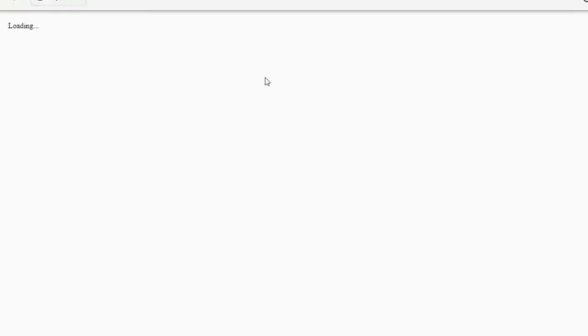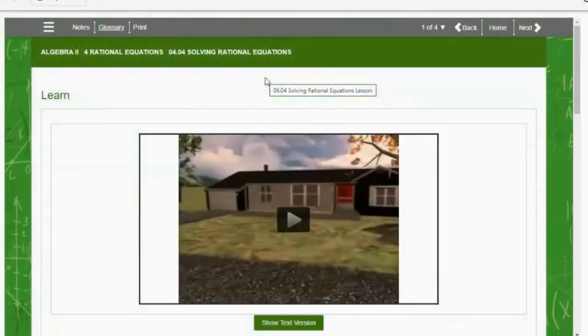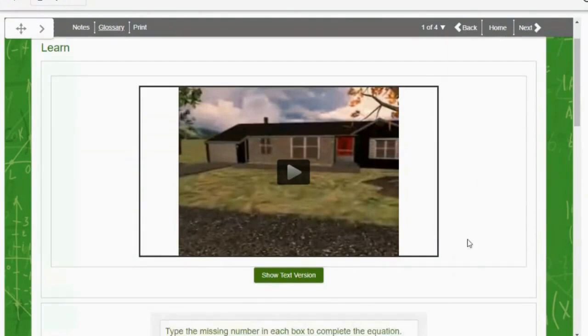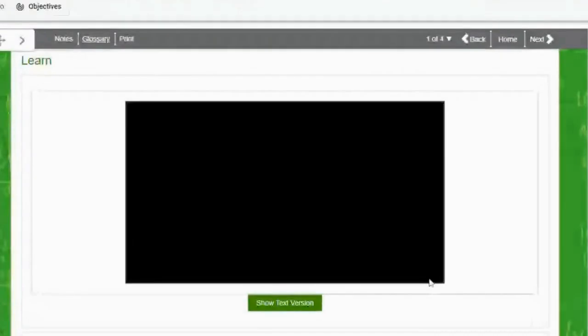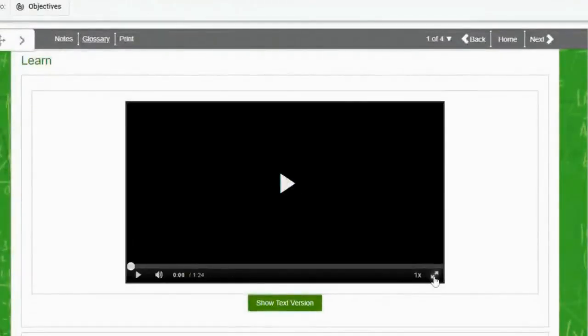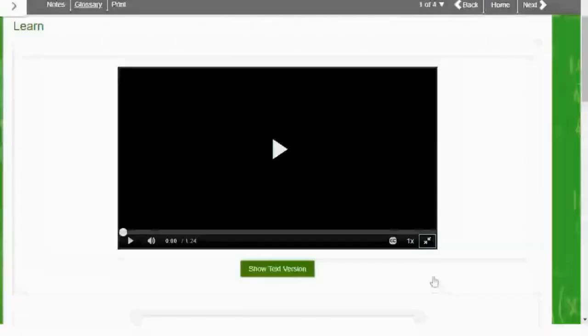Now let's see how to solve rational equations. We've talked about asymptotes and all these other things about rational equations, but how do we actually solve them? And we're going to look at this little video of these two brothers painting their room. Make it big, make it bigger. It's only a minute 24.